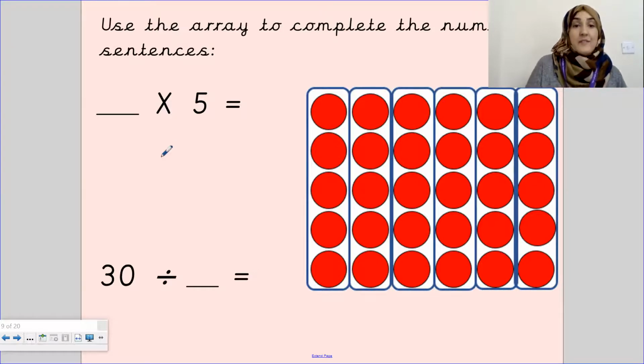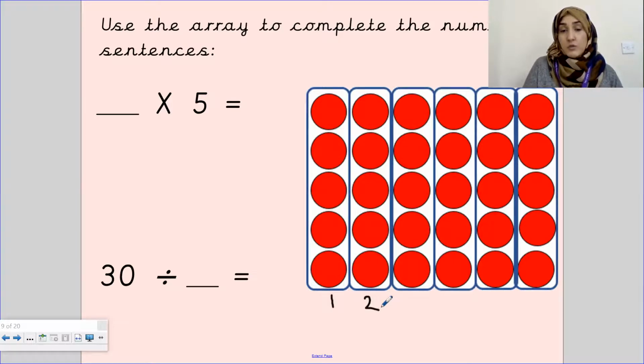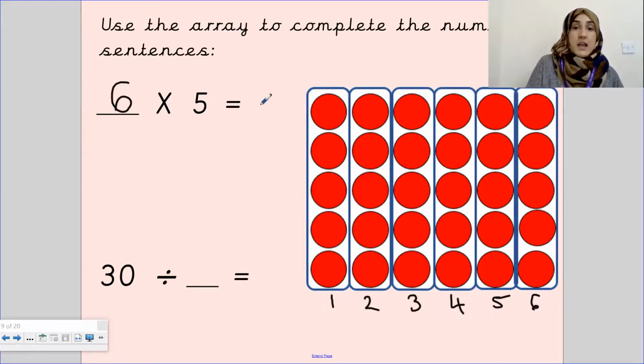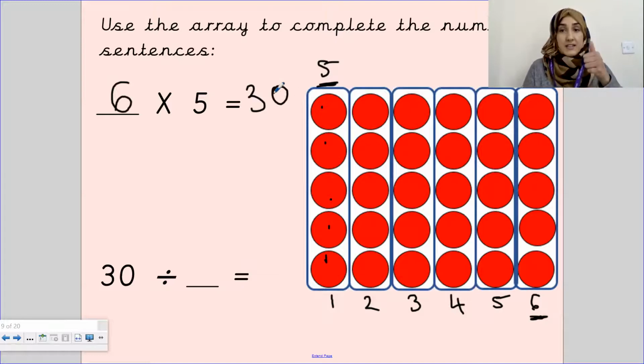Okay, so first we're going to count the number of columns. I can see that this array has been split into columns. So that's 1, 2, 3, 4, 5, 6. There are 6 columns, and there's 1, 2, 3, 4, 5. There are 5 in each. So 6 columns multiplied by 5 in each equals 30. Fantastic. Well done. 30 counters altogether.